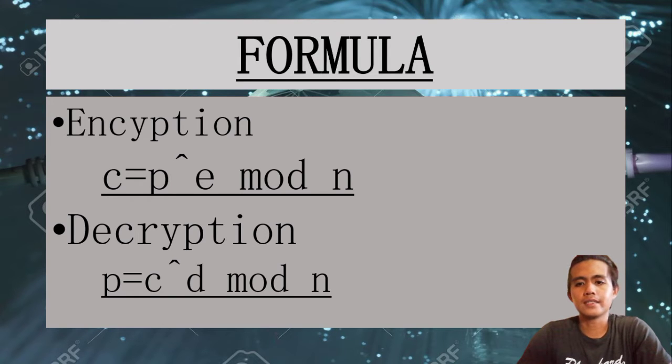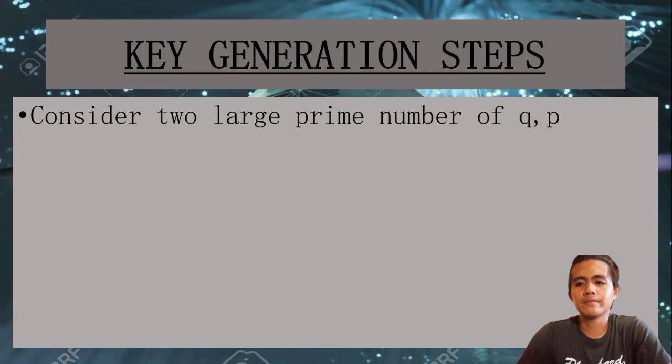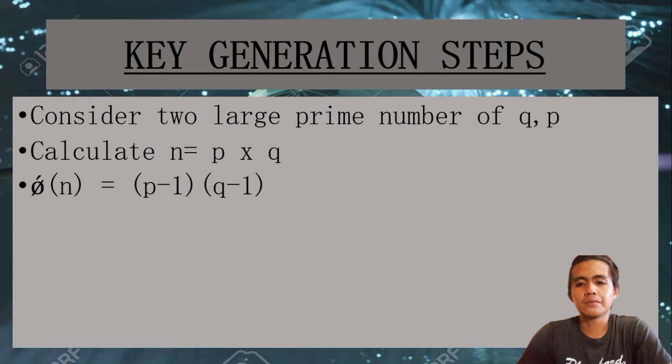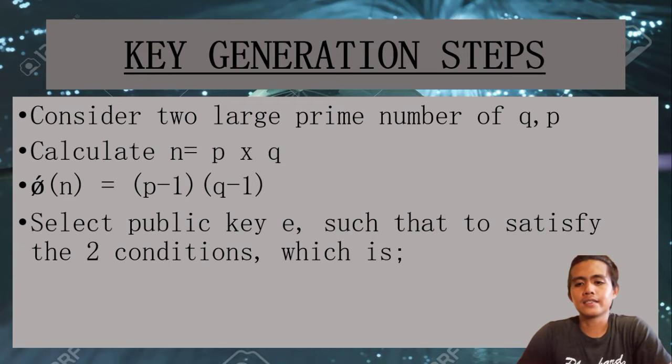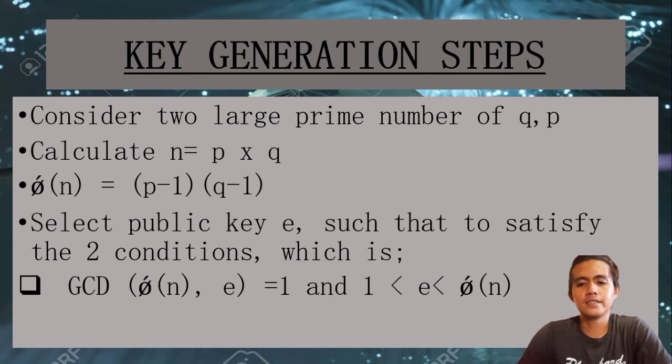Now, let us see the key generation steps. The first step is to consider two large prime numbers, P and Q. Calculate N equals P times Q, where P and Q are from the first step. Phi of N is equal to P minus 1 times Q minus 1, where phi of N is what we call Euler's totient function.